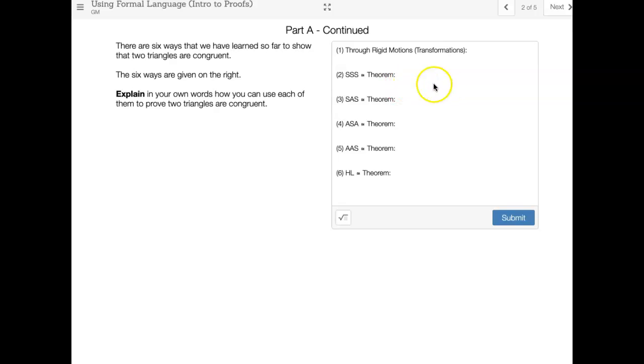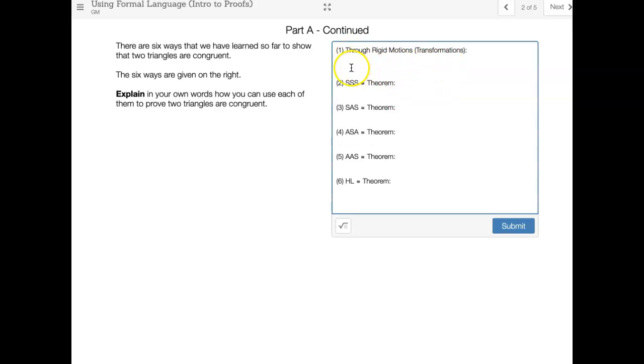So I know it says in your own words, but I feel like I should definitely facilitate this a bit. So how do I prove triangles are congruent through rigid motions or transformations? How do I prove triangles are congruent through side congruence theorem, side congruence theorem, angle congruence theorem, angle side congruence theorem, and hypotenuse leg congruence theorem, right? How do I use these to prove 2 triangles are congruent? I'm supposed to explain for each one, so I think you should either go ahead and do this in your own words or follow my lead, right?